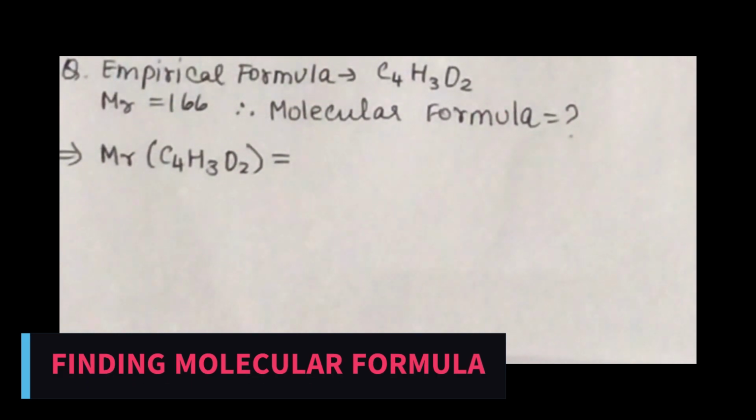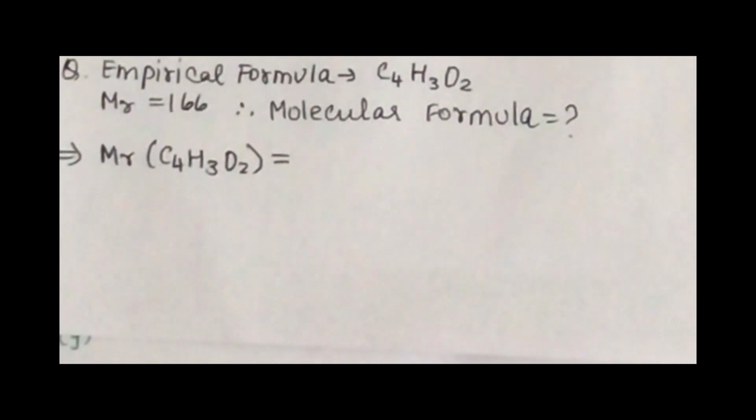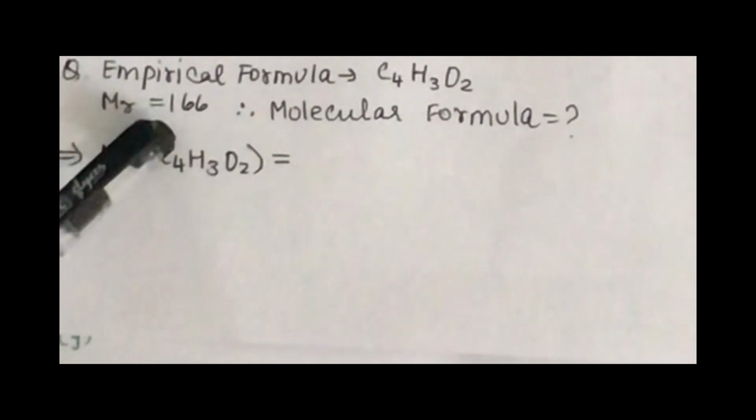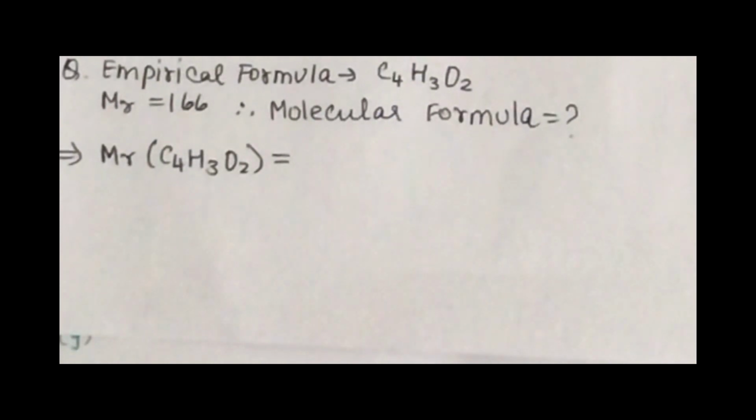Now if we need to calculate the molecular formula of something, for example, we've been given the empirical formula as C4H3O2. We've been given the relative molecular mass as 166, and we have been told to work out the molecular formula. As I told you before, the molecular formula tells the actual number of atoms of each element in a compound. So it's not the simplest whole number ratio.